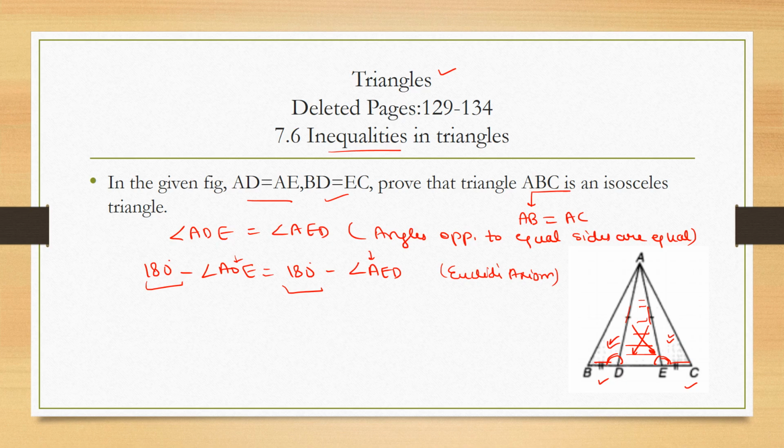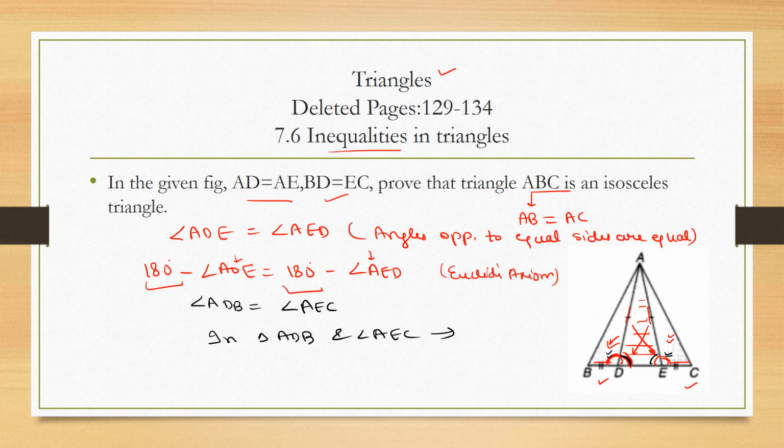Okay. Now, if you see, this is a 180-degree linear pair. If I take away 180 minus this, let me change the color of the pen so that you will be able to see it. If I subtract 180 minus this, only this part will be left, that is angle ADB. And here, if I'm subtracting 180 from this, this part is remaining, AEC.